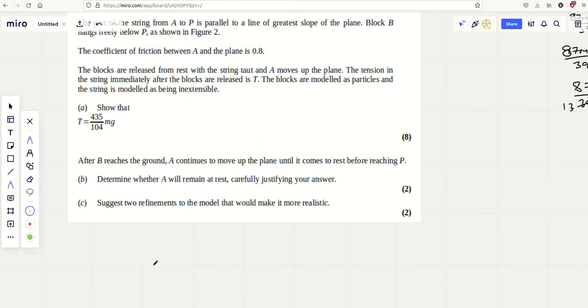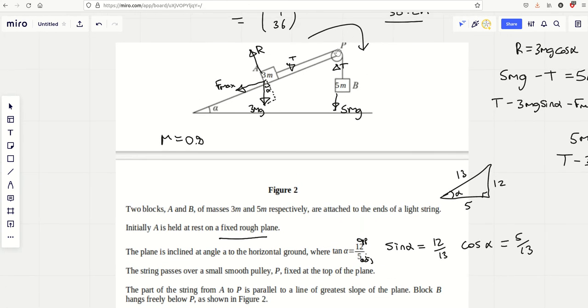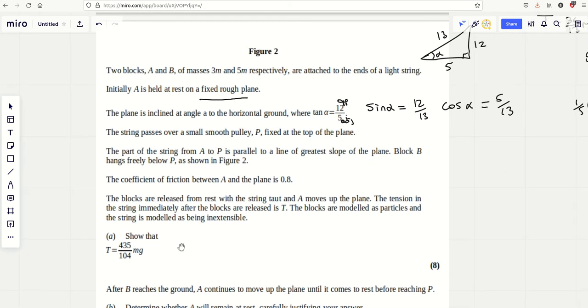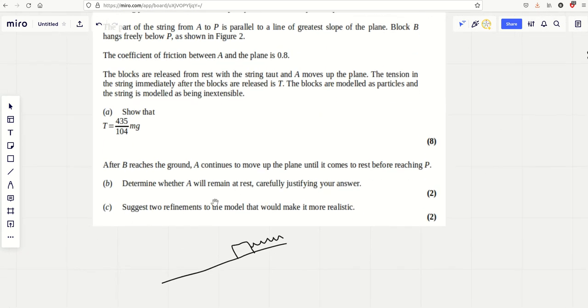Now, after B reaches the ground, A continues to move up the plane. But when A is moving up the plane, this will be slack. That's the key thing to realize, because it's tense. But the second B hits the ground, that rope goes slack and you've no longer got any tension. So what have you got? Now we've got to determine whether A will remain at rest. When it gets to the top, will it slip back down? Now, your friction is now going to be going up the plane.